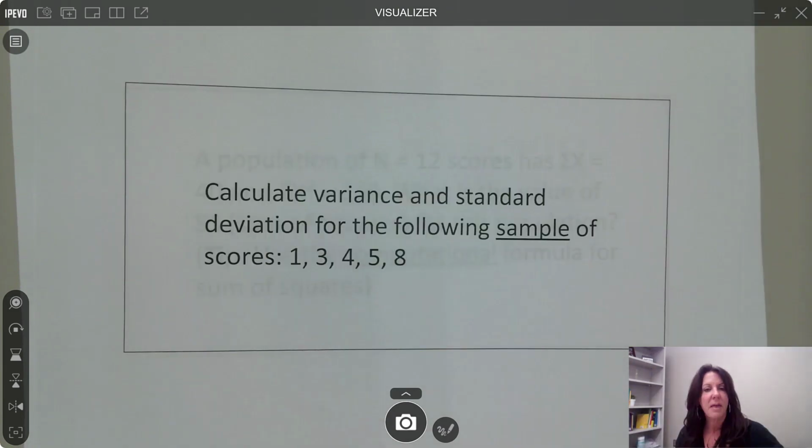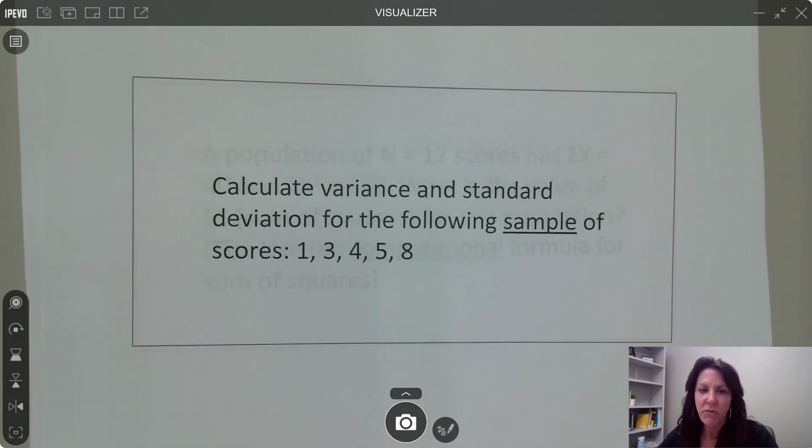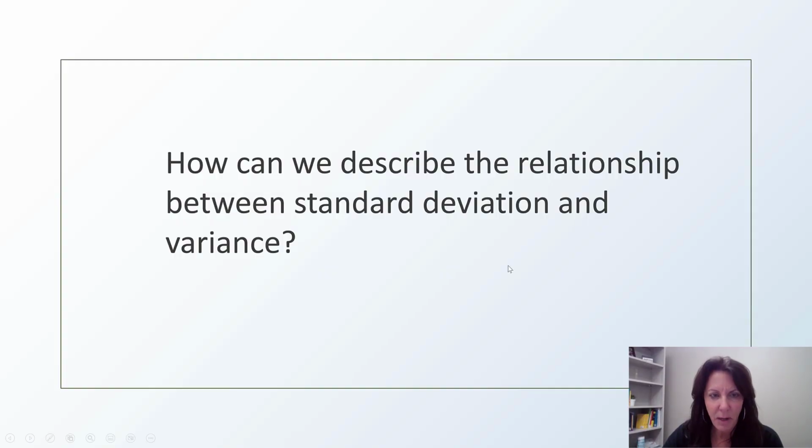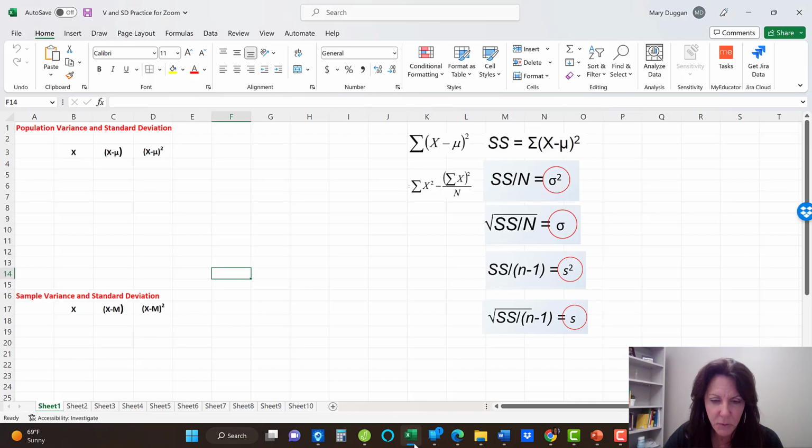All right, this is it. This is where you're going to actually, if you want to, pull up that Excel sheet that I shared with you. We're going to find the variance and standard deviation for the following sample of scores. This is it. This is the big problem here. They won't get any more complex than this week. And it's not even that complex. So I'm going to minimize this. I'm going to pull up my Excel sheet that maybe you pulled up as well.